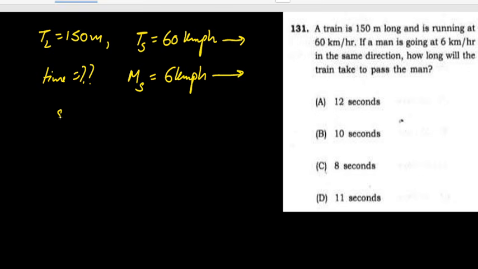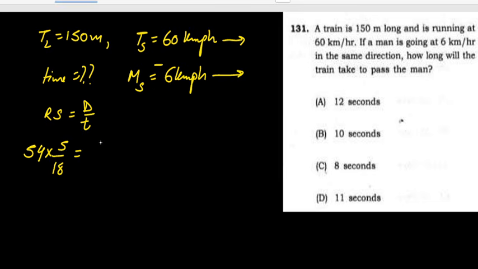So we know that speed is equal to distance by time. But as both of our bodies are moving, that means we have to get the relative speed. Simple. So relative speed will be what? Both of them are moving in the same direction, so you have to take the difference. So 60 minus 6 would be how much? You would say 54. And 54 is in kilometers per hour, so we have to convert into meter per second. So what we'll do? We'll multiply by 5 by 18.